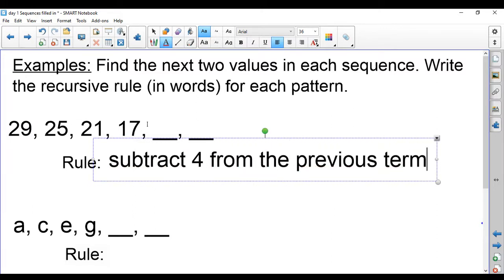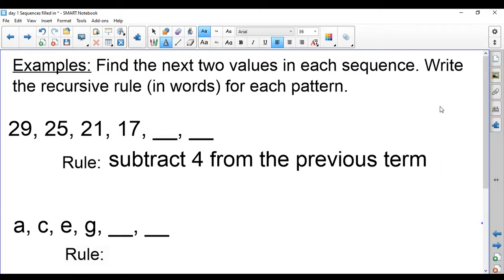And once I come up with that rule, I can see what the next 2 terms in the sequence would be. So I'm going down by 4, 29 to 25, then subtract 4 to get 21, subtract 4 to get 17. 17 minus 4 is 13. And 13 minus 4 is 9. So I have the next 2 values in my sequence along with my recursive rule.